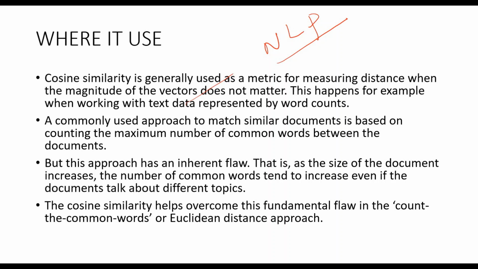A commonly used approach to match similar documents is based on counting the maximum number of common words between the documents. But this approach has an inherent flaw. As the size of the document increases, the number of common words tends to increase even if the documents talk about different topics. Cosine similarity helps overcome this fundamental flaw in the common words or Euclidean distance approach.